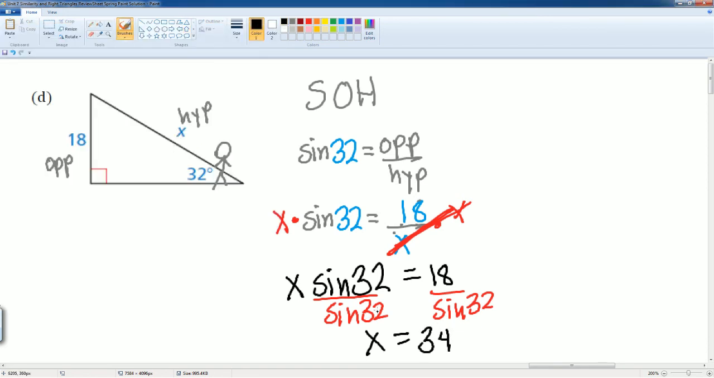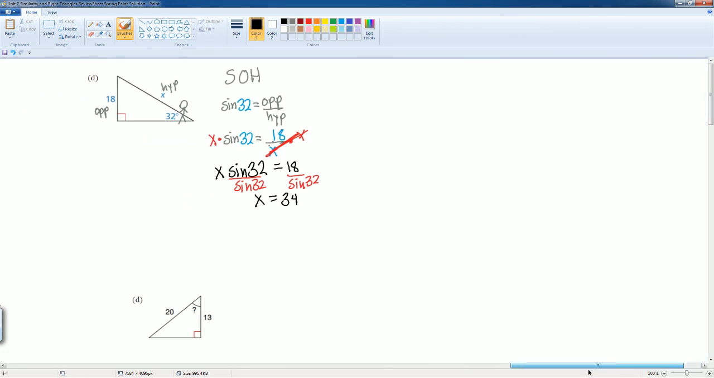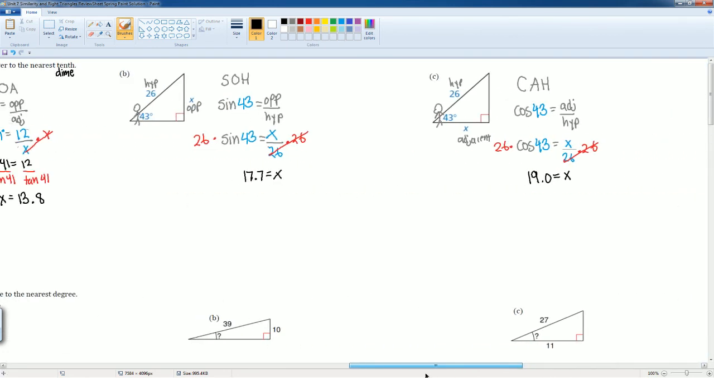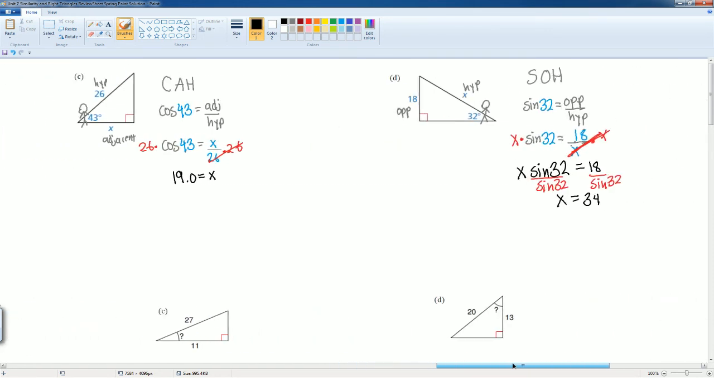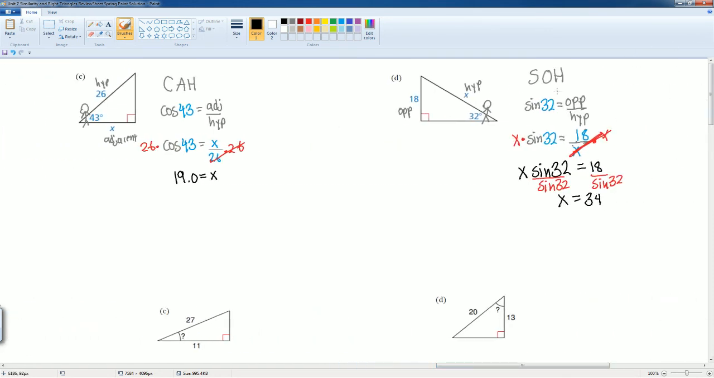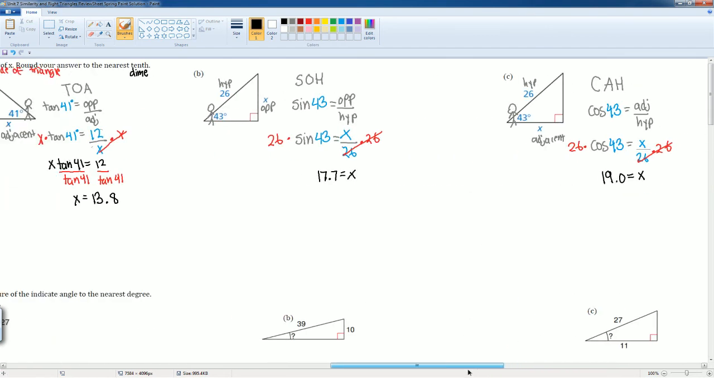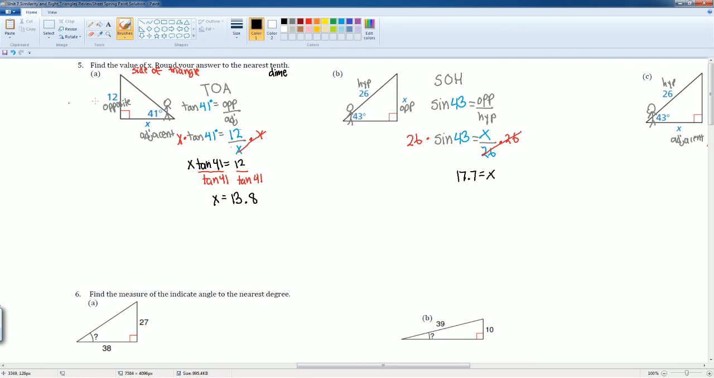Let's see. Is there an E? Nope, that's it. There were only 4 problems. All right. So there you go. A, B, C, and D. All of these require us to use the regular trig ratios because, like the problem says, we are finding the sides of the triangle.